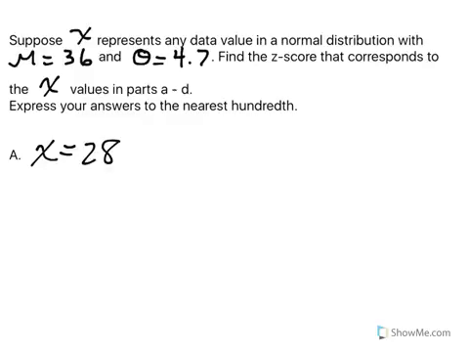Suppose x represents any data value in a normal distribution with the mean equal to 36 and the standard deviation equal to 4.7. Find the z-score that corresponds to the x values in parts A through D. Express your answers rounded to the nearest hundredth. So rounding is going to be crucial. So in part A, we have a data value of 28.